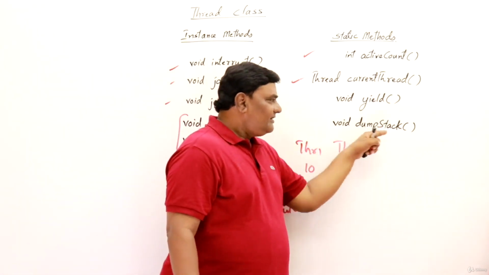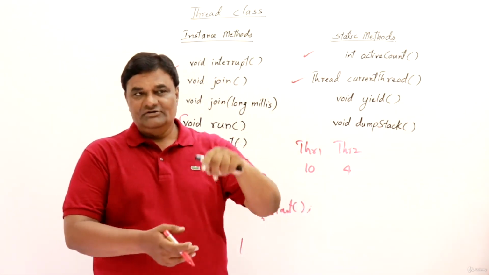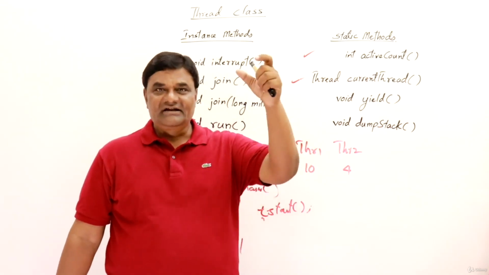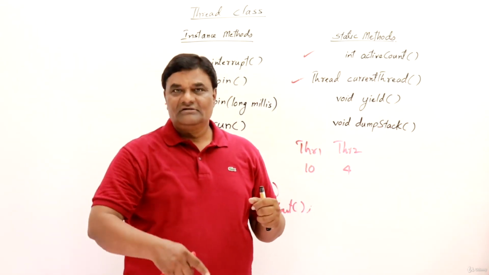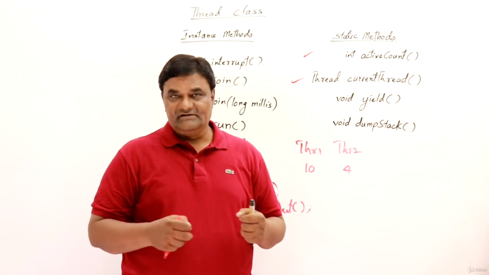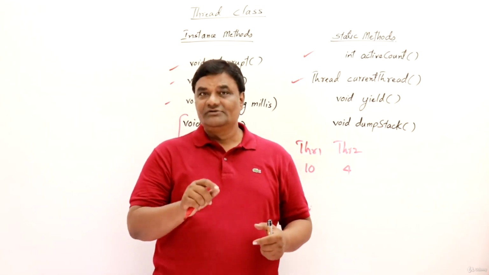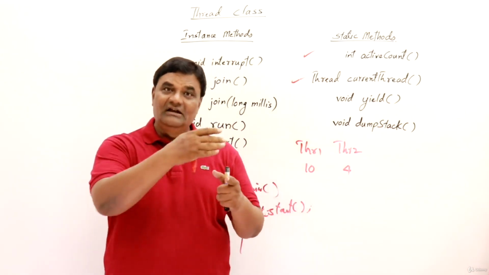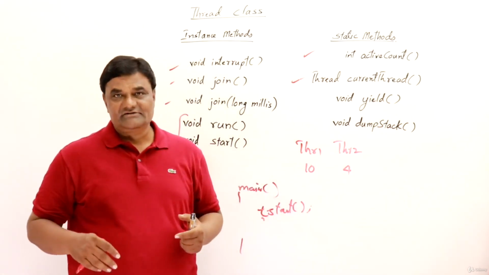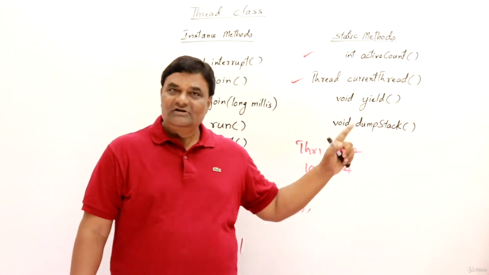And the last one is dumpStack. Dump stack means the stack of an application: which method called which method and so on, and how the thread was called. So you can know the stack content and the depth of the method calls, right? We have already seen this in exception handling. Where the exception is caused, you can know the exact location of the method, how the method was called, and the sequence of method calls also. The same thing you can get here also. So that's all about the methods.